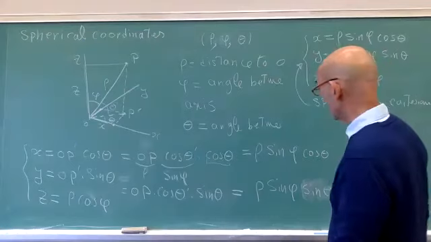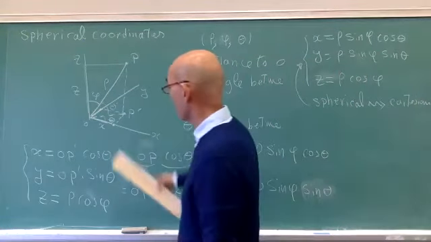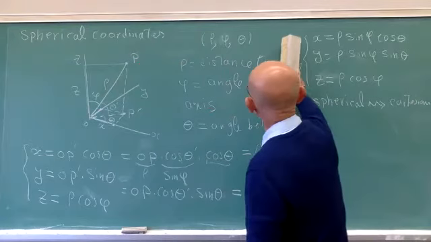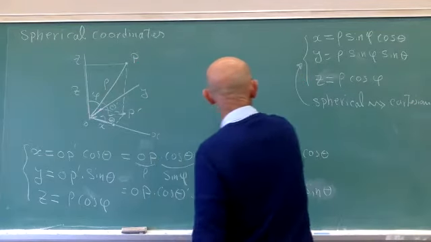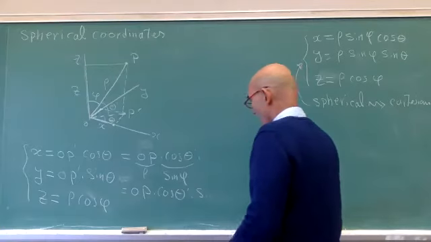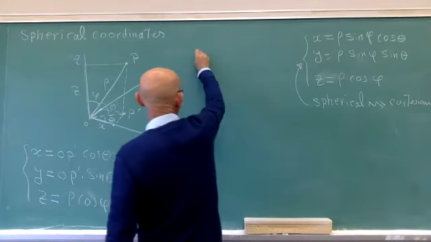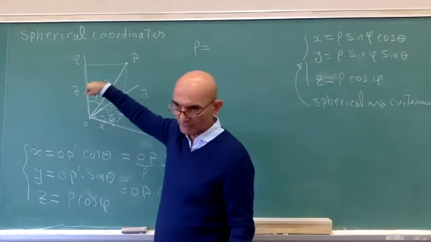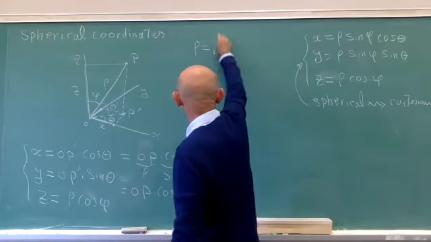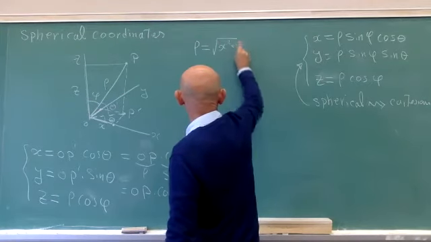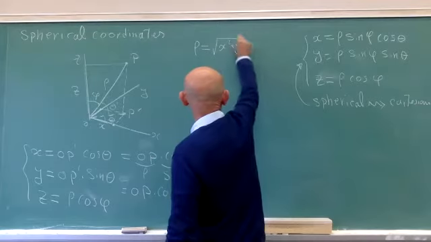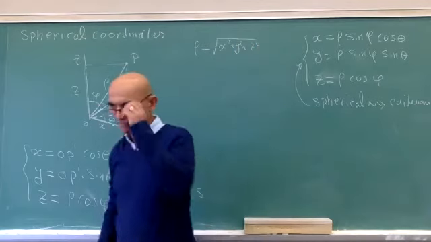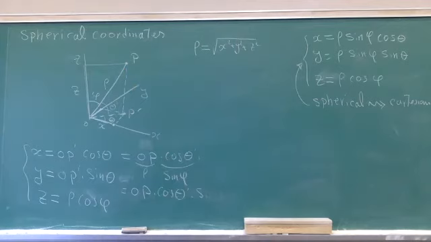How can we go backward? Well, the geometry tells it all, right? So let me erase this. For example, what is rho? Rho is equal to the square root of x^2 + y^2 + z^2. This is the distance formula after all. You don't have to know anything to know that the distance is given by the square root of x^2 + y^2 + z^2. This is Pythagoras' theorem, right?